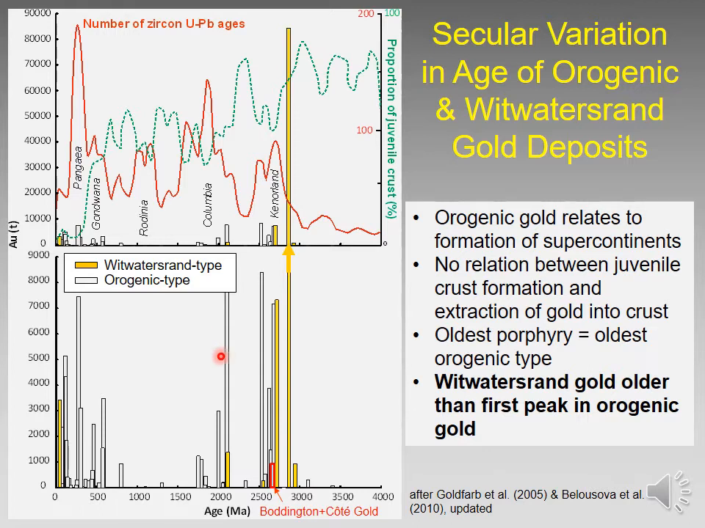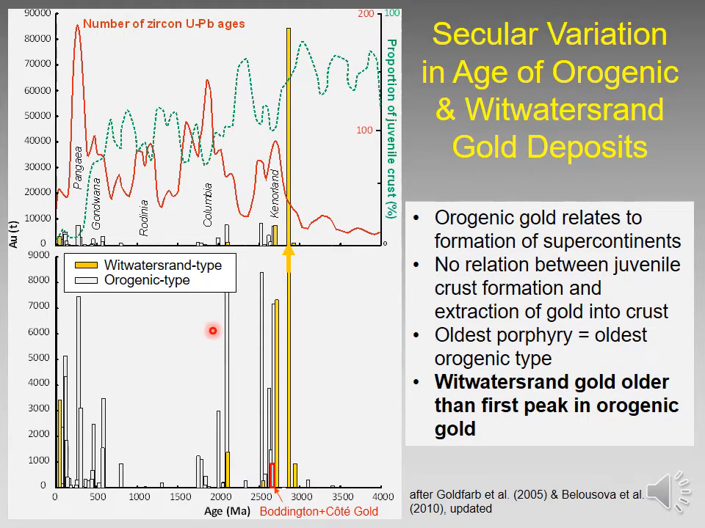Orogenic gold, these are the gray bars. We have a whole bunch of peaks. They correspond, we know pretty well, to times of particularly intense orogenic activity, hence the term orogenic gold. And these times of intense orogenic activity are reflected here by the number of detrital zircon uranium-lead ages, so that's this red curve here. And there's a reasonable correlation between the peaks in the red curve and the peaks in orogenic gold down here.